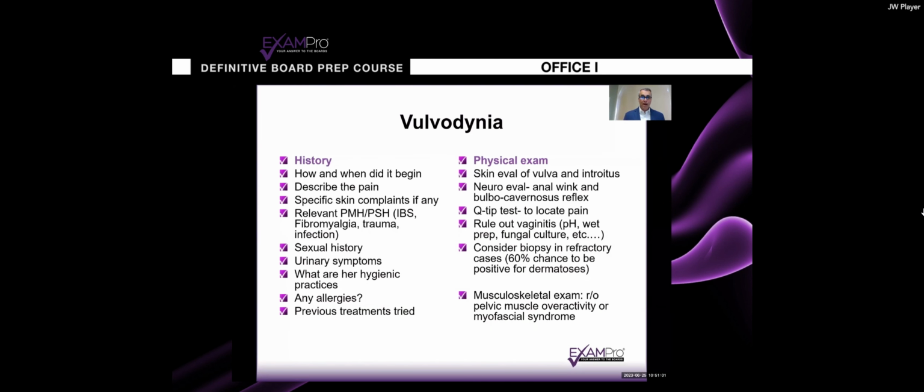When we evaluate patients, we want to be thinking about our history. Here is a slide that provides you with some examples of some of the things that we think about asking a patient with vulvar pain. And we want to be thinking about our physical examination.